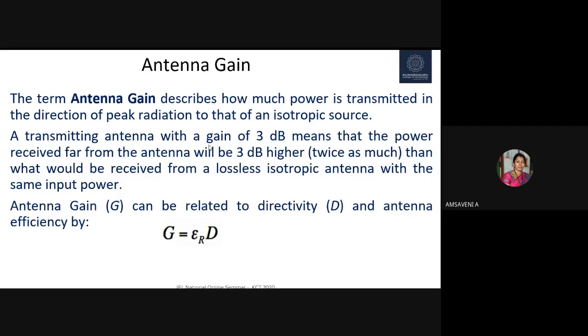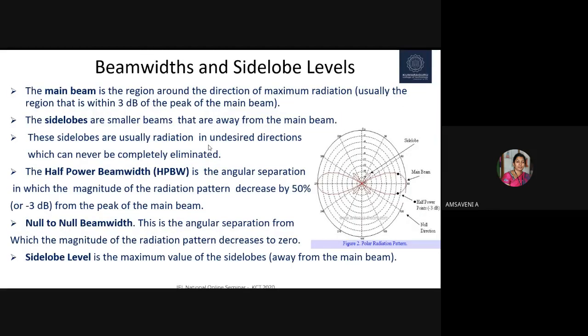So gain is directly proportional to directivity. So gain is equal to epsilon r D, where epsilon r is the radiation efficiency. In the ideal case, G is equal to D, and that is the case of 100% efficiency, which is not possible in practice.